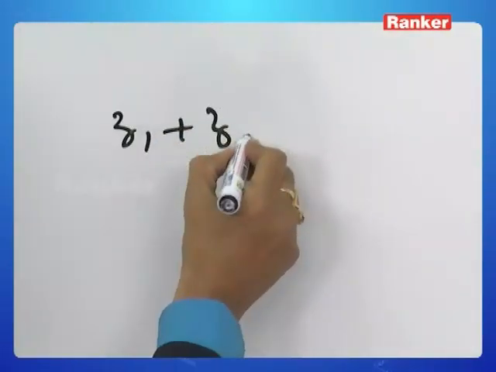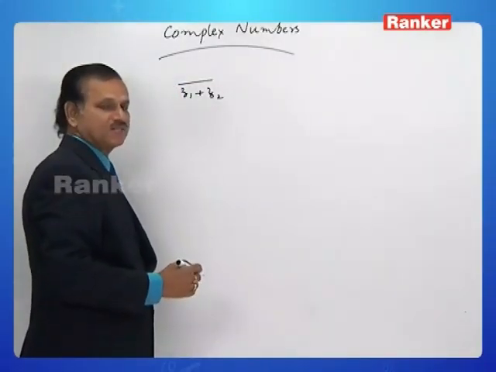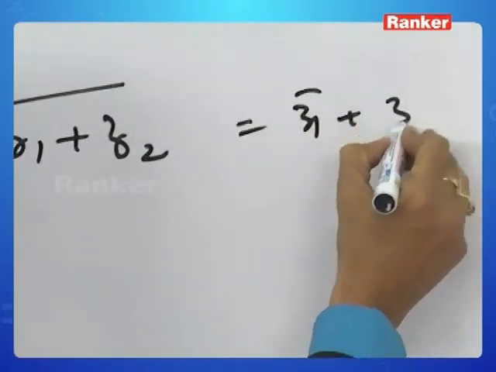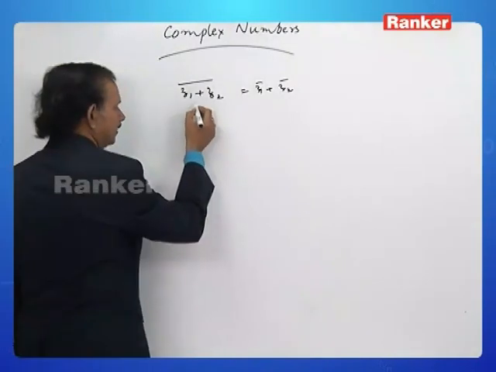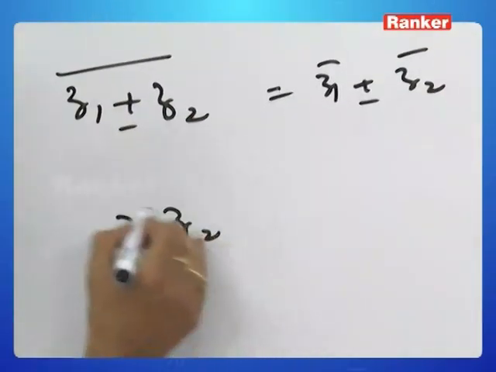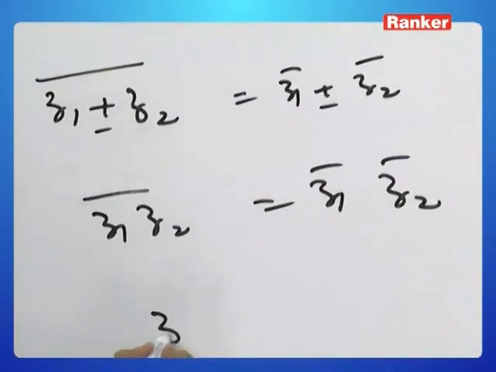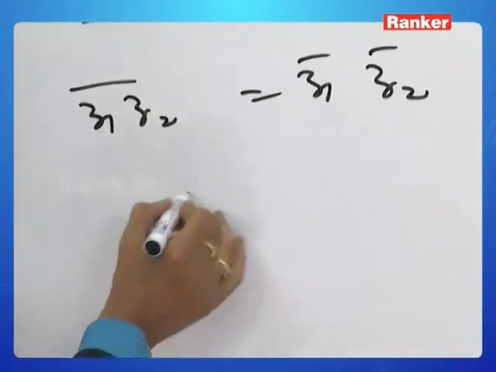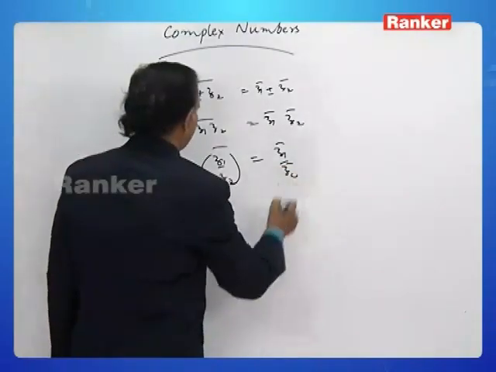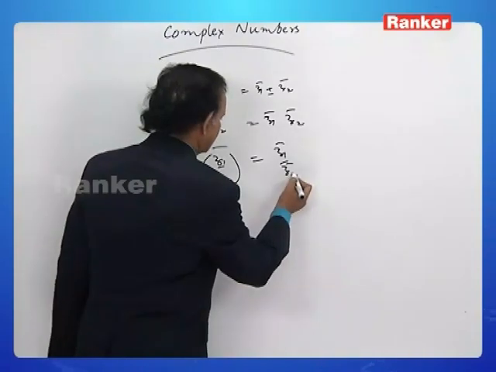Z1 and Z2 are any two complex numbers. If Z1 and Z2 are any two complex numbers, Z1 plus Z2 whole bar is equal to Z1 bar plus Z2 bar. Even with minus sign. Z1 Z2 bar is equal to Z1 bar into Z2 bar. Z1 by Z2 bar is equal to Z1 bar by Z2 bar, provided Z2 is a non-zero complex number.